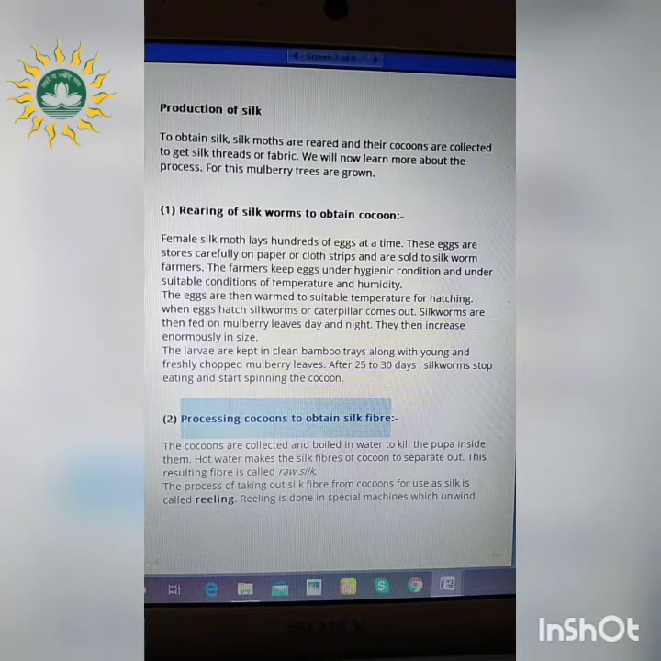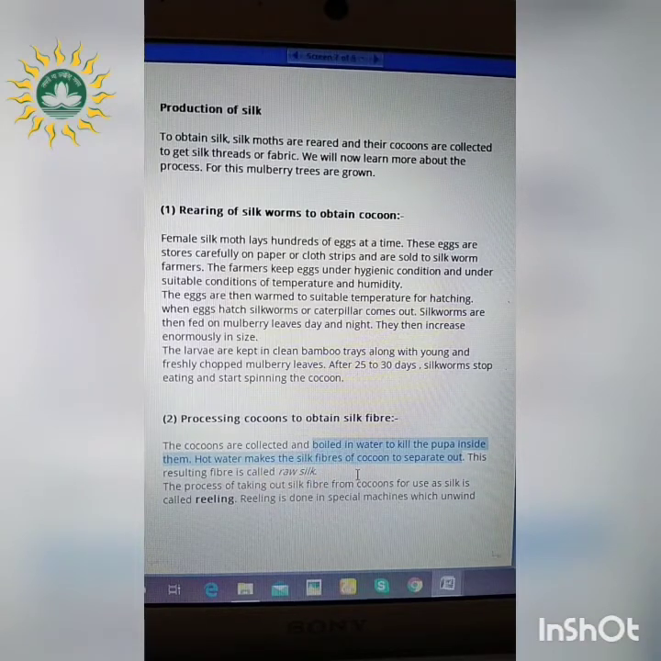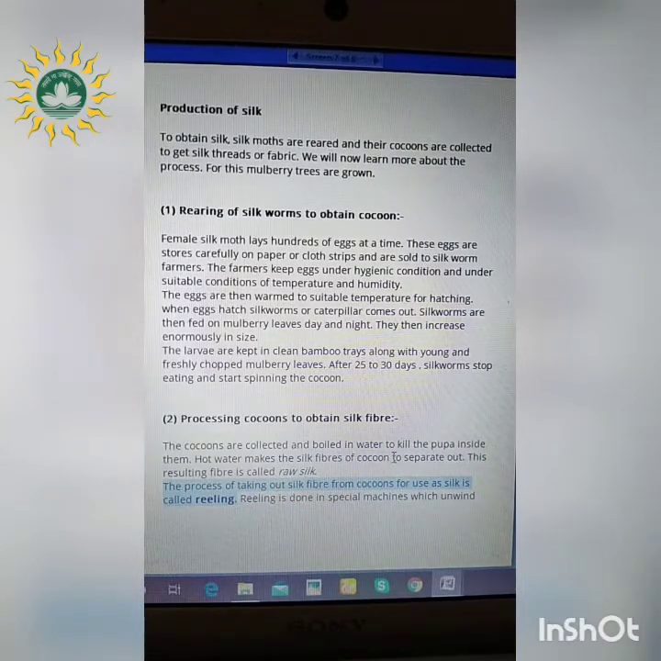In this step, what happens? The cocoons which are collected are boiled in water to kill the pupa inside. So what happens? When the hot water is given, the silk fibers of this cocoon separate out easily. And this resulting fiber is called raw silk. The process of taking out silk fibers from the cocoon for use as silk is called reeling. So this is important. What is reeling? The process of taking out the silk fibers from the cocoon for the use of silk.